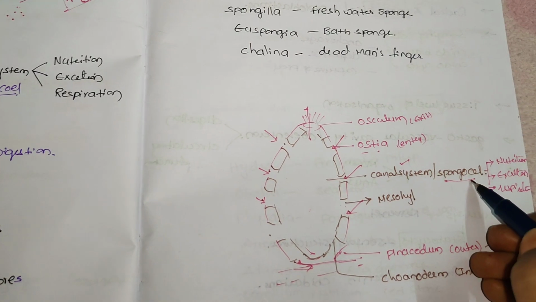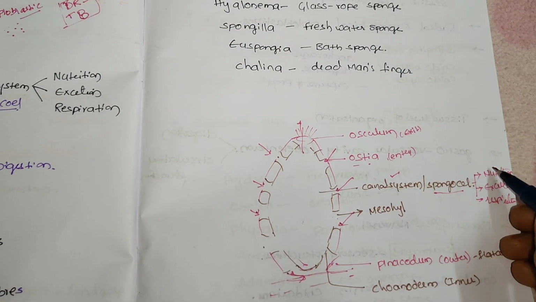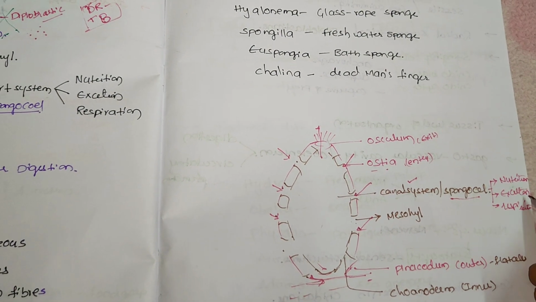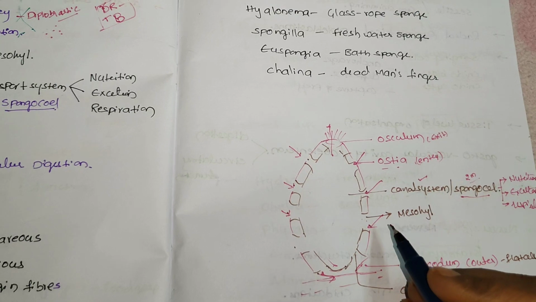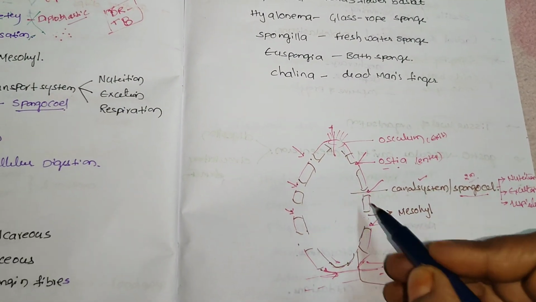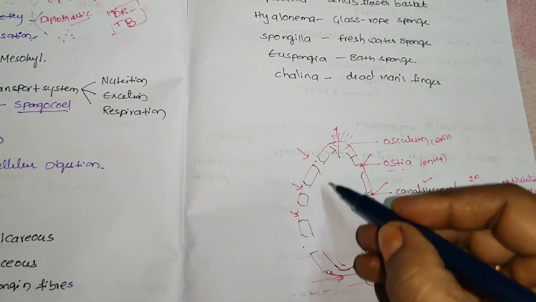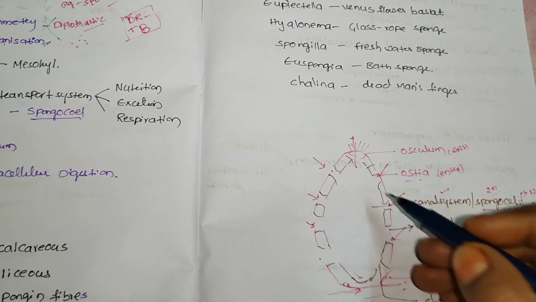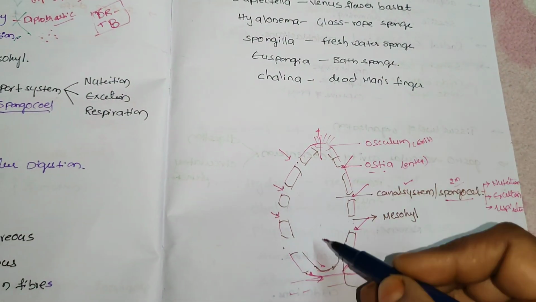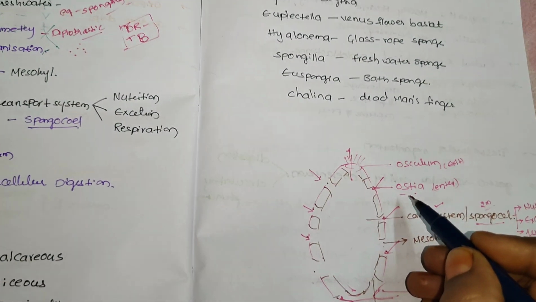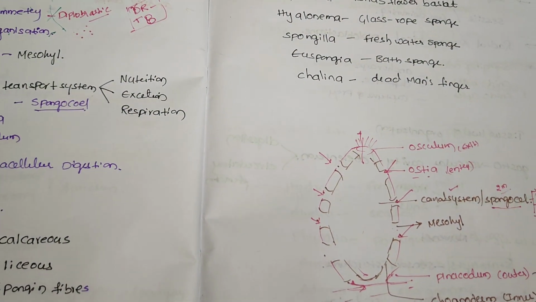What is the importance of the spongocoel or canal system in Porifera? It is helpful for nutrition, excretion and respiration. This is also a 2-mark important question in the IP. Why? Because there are no tissues and no organs to perform these works. That is why the spongocoel or canal system does the work of nutrition, excretion and respiration through the flow of water entering by the ostia and exiting from the osculum.